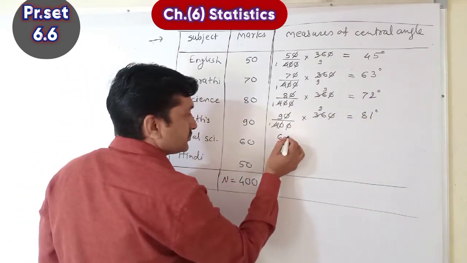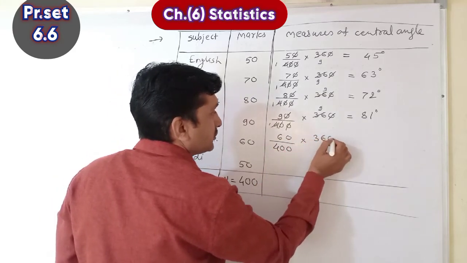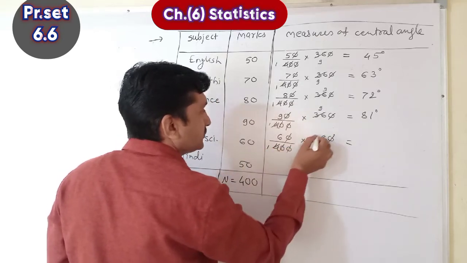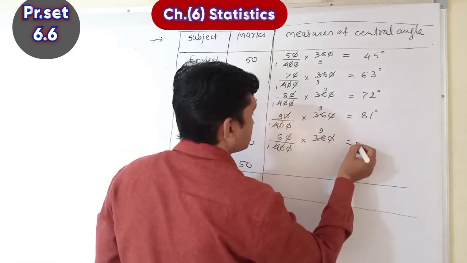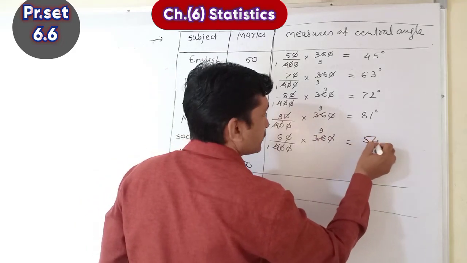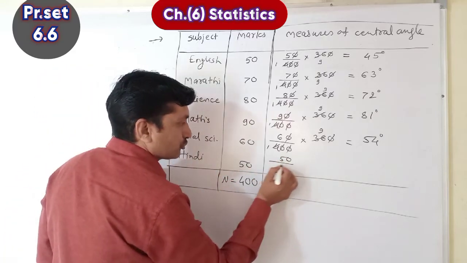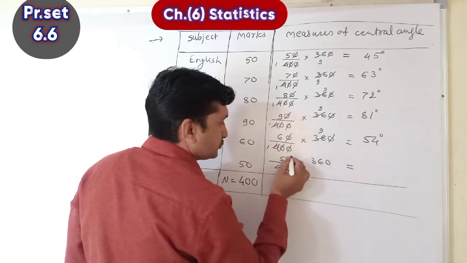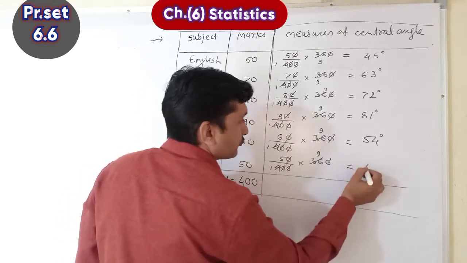Social science 60 upon 400 multiplied by 360 is equal to, this 0 cancel, second 0 cancel, 4 1s are 4, 9 6s are 54 degree. Last now 50 upon 400 multiplied by 360 is equal to 0 cancel, second 0 cancel, 9 5s are 45 degree.